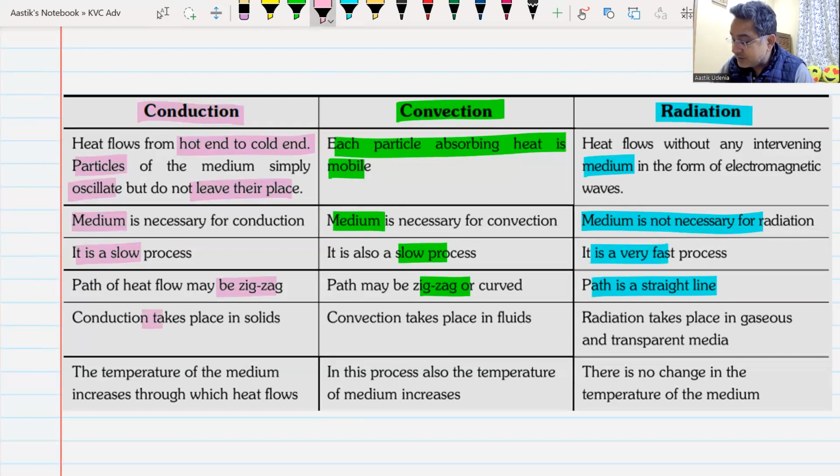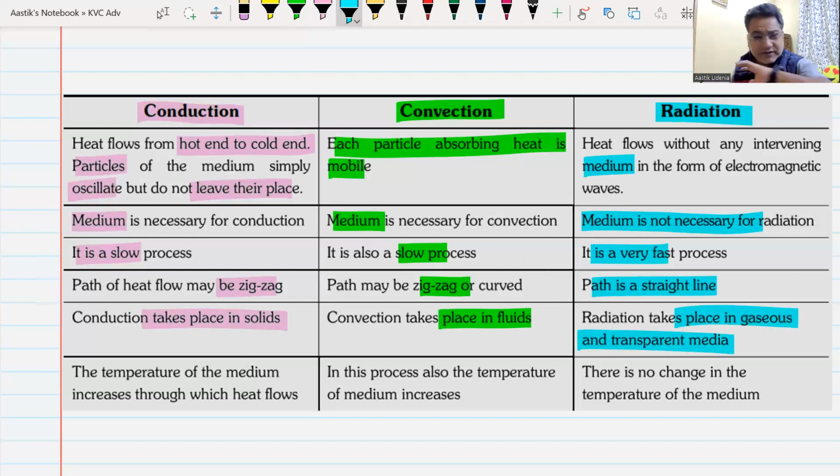Conduction is a prominent mode of heat transfer in solids. Convection takes place in fluids. Anything that can flow, molecules have to move from one part to the other. It could be liquid, it could be gases. In radiation, it takes place in all types of medium, whether it's solid, liquids, or gas. Here, the medium will get heated up when heat flows. Here also the medium will get heated up, but in radiation, the medium does not get heated up.